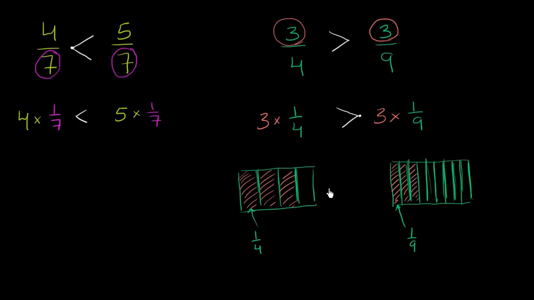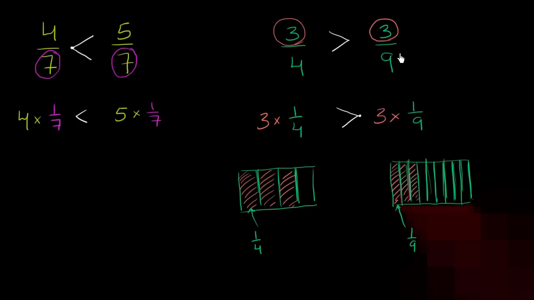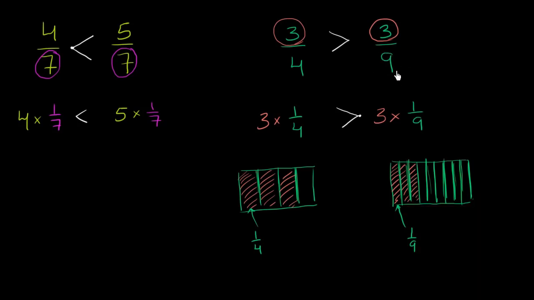But the important thing to realize is that when the denominator is larger, you're dividing the whole into more pieces, so each piece will be smaller. So making the denominator larger makes the fraction smaller. Making the numerator larger makes the fraction larger.